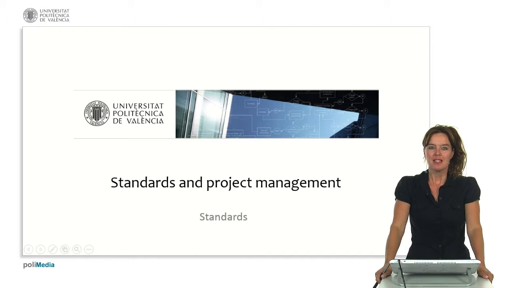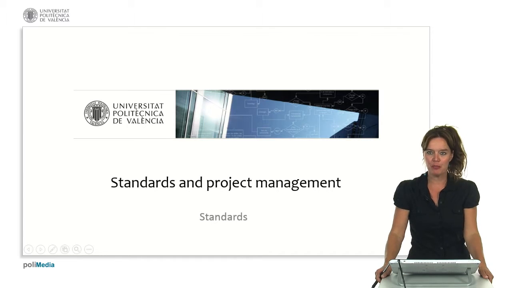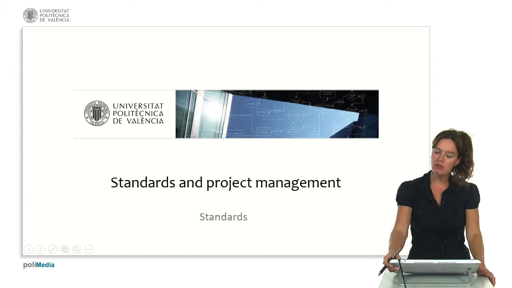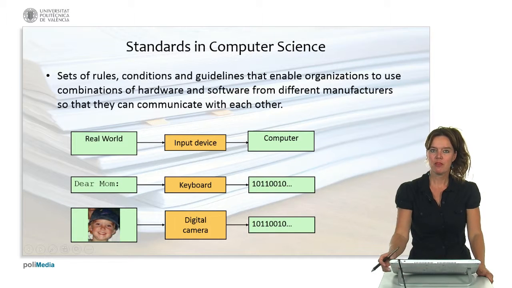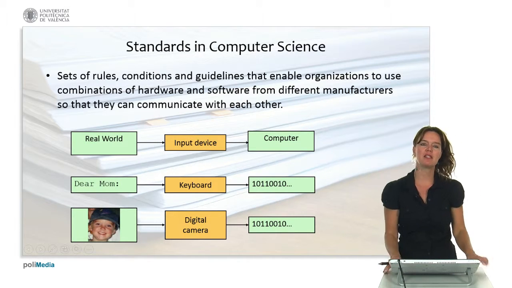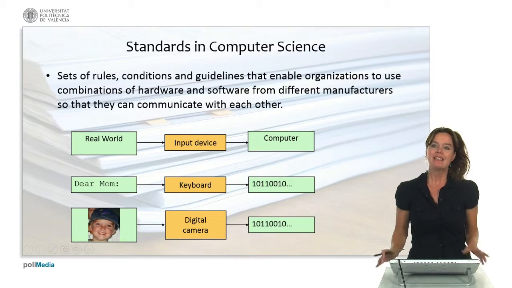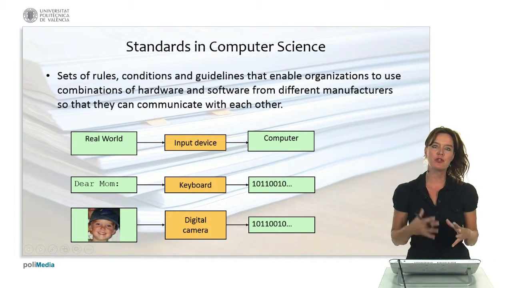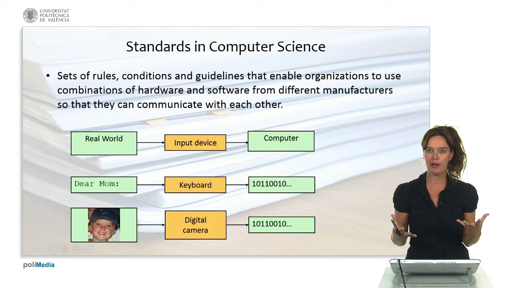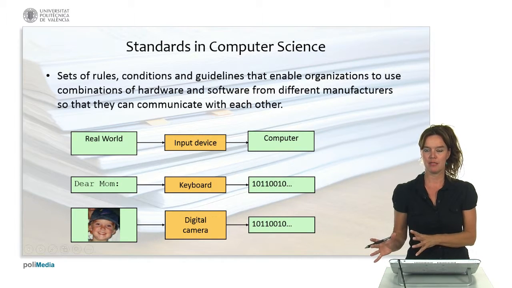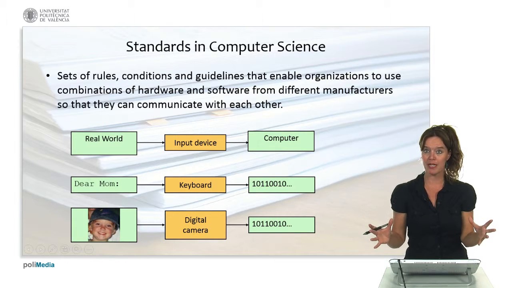Hi. So this final part is about standards. Standards for information technology. So let's look at what a standard is. A standard in computer science is a set of rules, conditions and guidelines that enable organizations to use combinations of hardware and software from different manufacturers, such that they can communicate together.